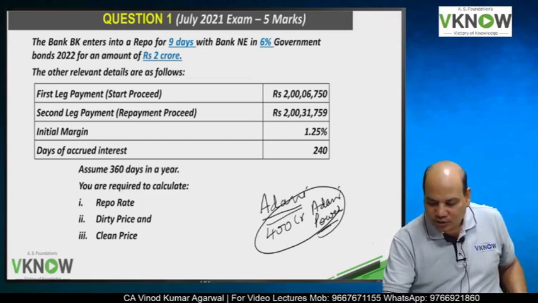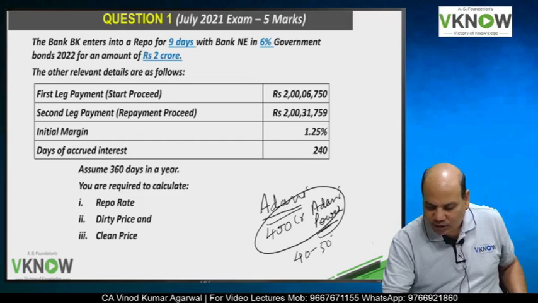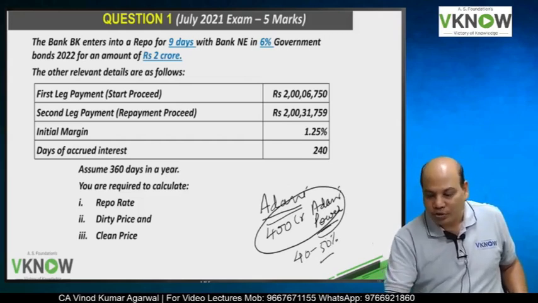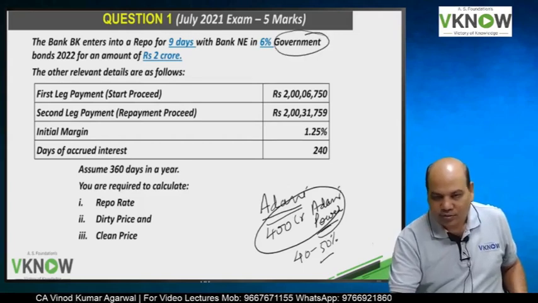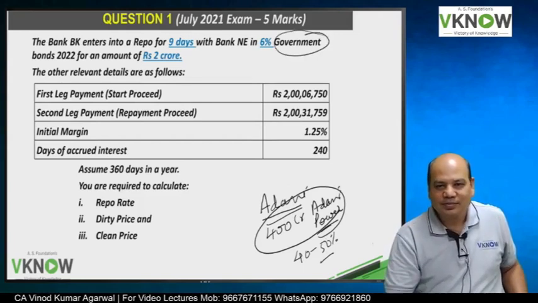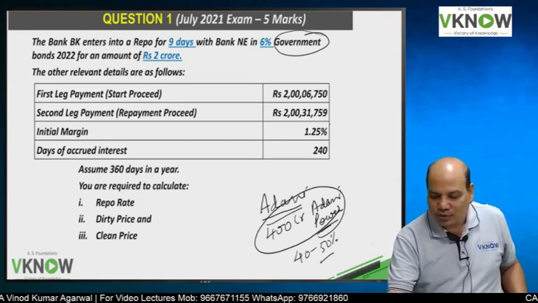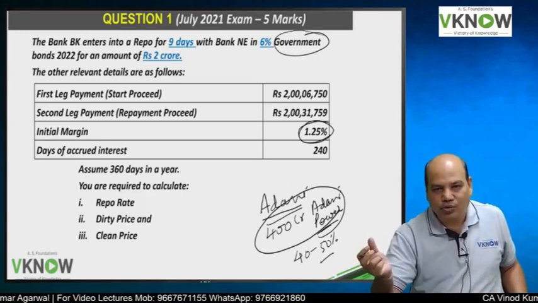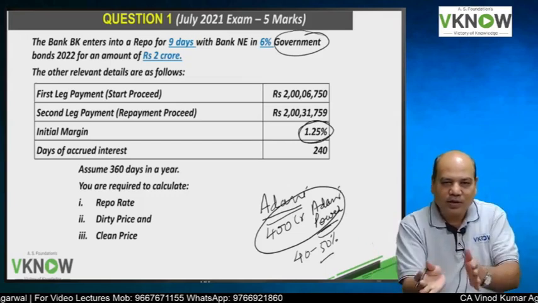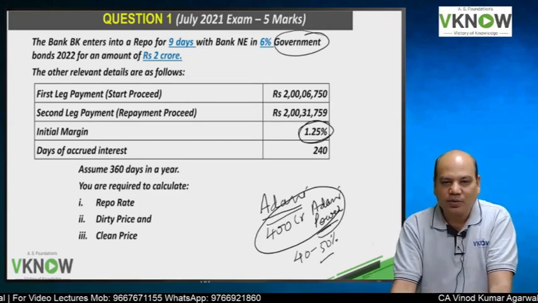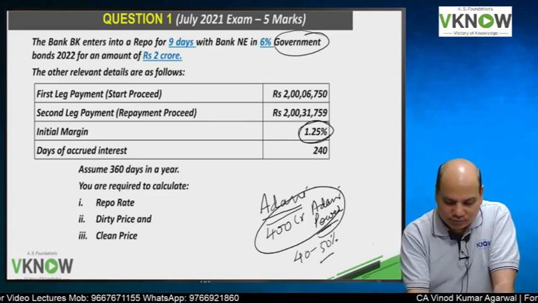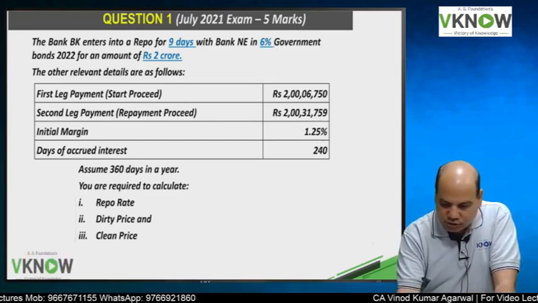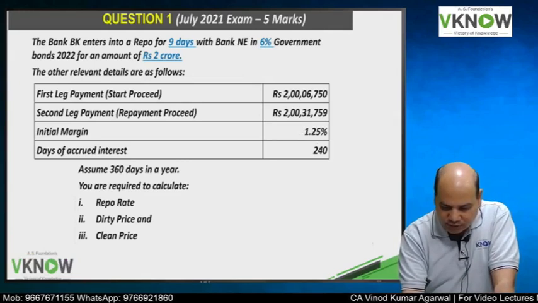Normally in the share market, they give you 40 to 50% of the value of the share as a loan. But because it's a government security, the risk is negligible. So they will keep a margin of only 1.25% of the value of that security and give the remaining 98.75% of the value as an advance. Say yes. I will require this in one of the answers.